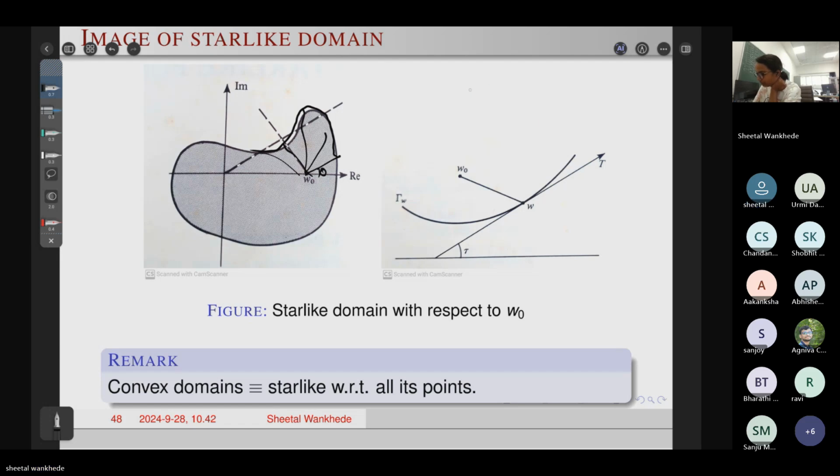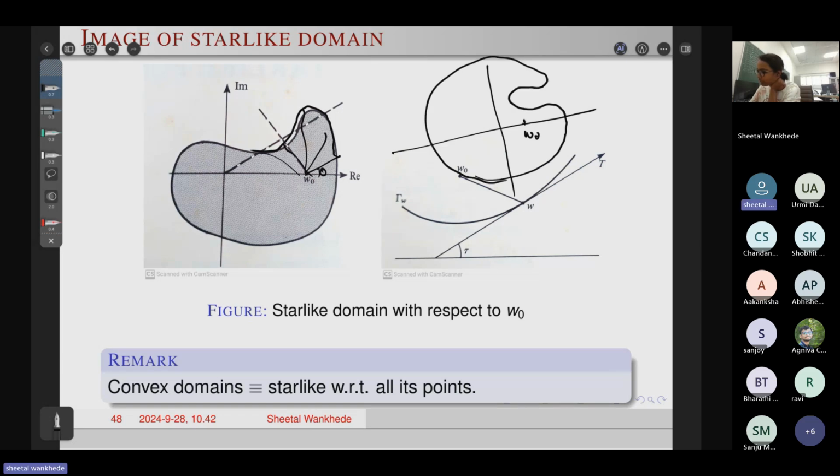But suppose I made this type of domain. Suppose this is my W naught. Now see, this W naught is not star-like. With this point, I can't join a line which is completely in that domain. So here we see that theta is increasing. But for this point, again, theta goes from here to here, and that argument is going to decrease.